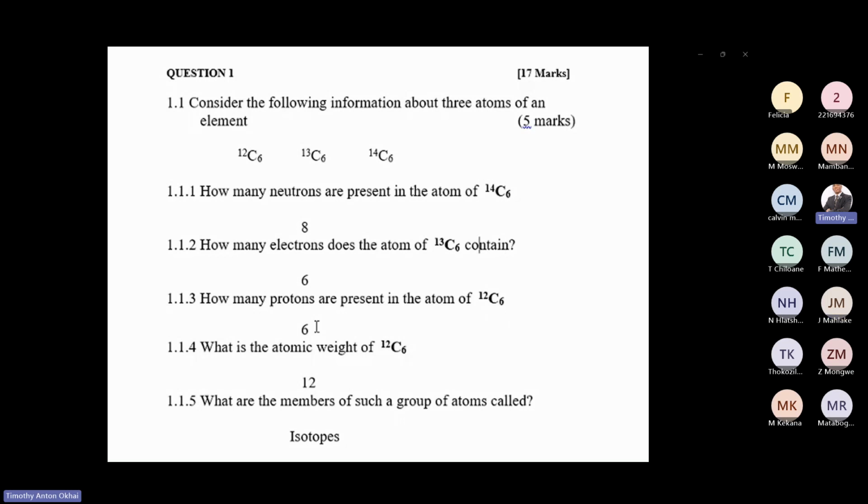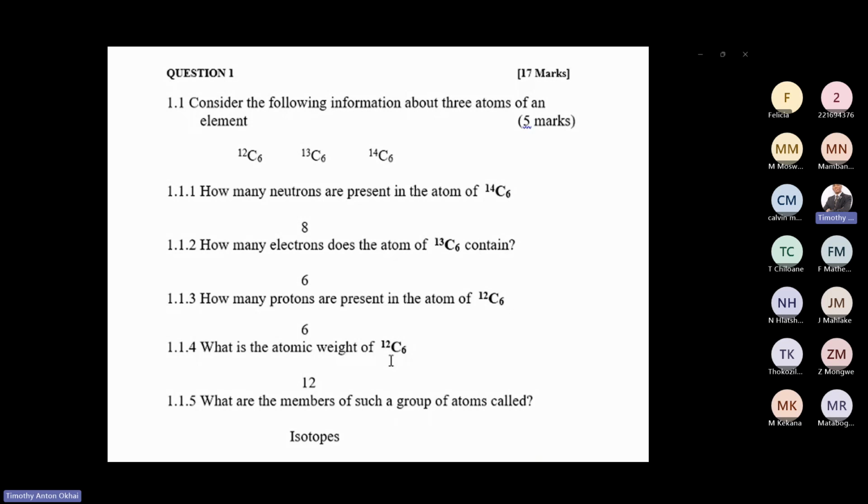The next question, 1.1.4, says, what is the atomic weight of carbon 12? Now, this is also very interesting. To understand atomic weight, you need to understand isotopes, which we'll talk about shortly. But here we have 6 as the atomic number, which is the number of protons, and we have 12 as the atomic mass. Now, how do you find the atomic weight here?